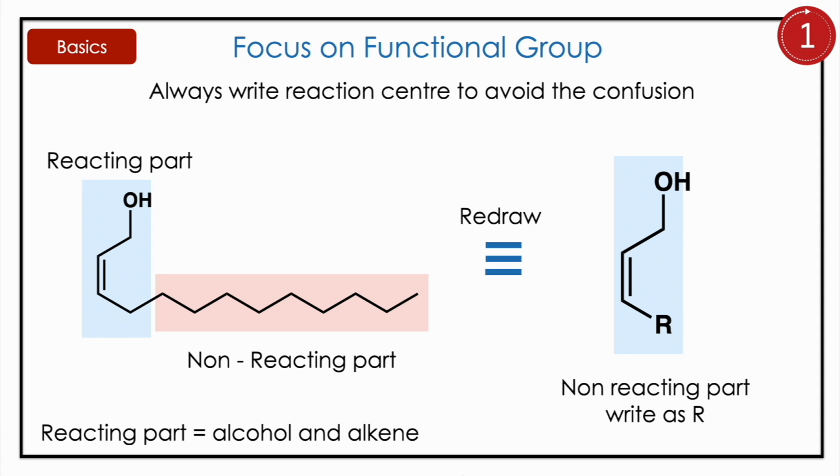This is the very basic and simple one. You should always focus on the functional group, because alkene and alcohol are the reaction center. All others are distracting. So simply give the name R and do the reaction to avoid the confusion. It will give better clarity to the reaction.